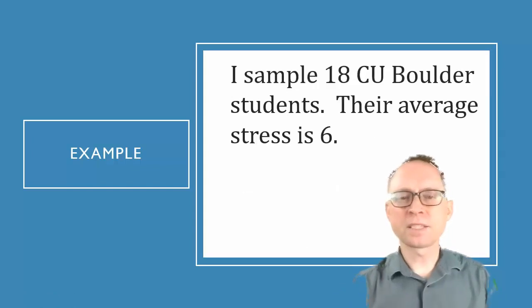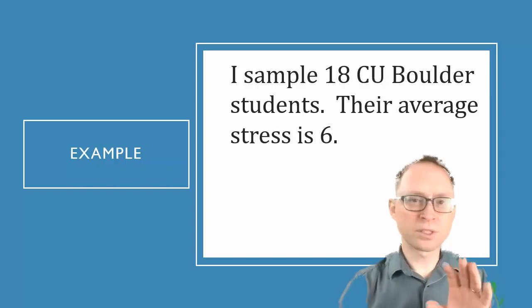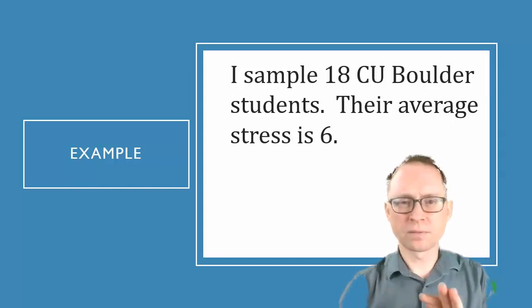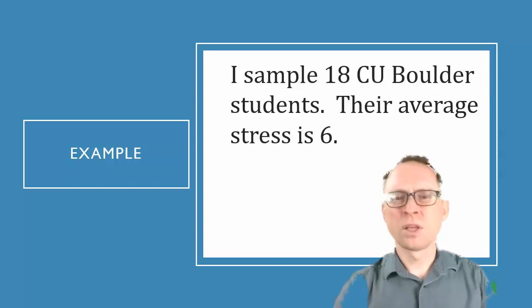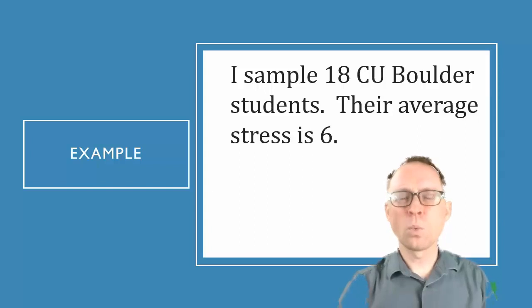Let's say that I take a sample of 18 CU Boulder students. Their average stress is 6. Now notice that I don't have a standard deviation for the sample here, all right? With those pieces of information, what would be my Z statistic?